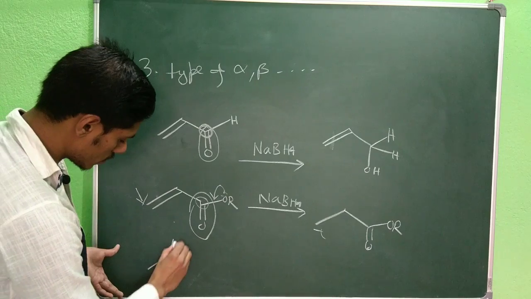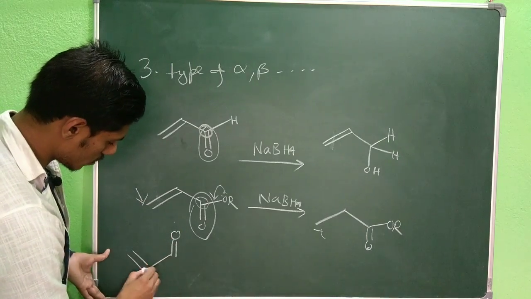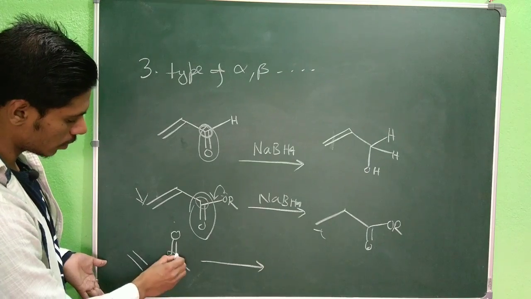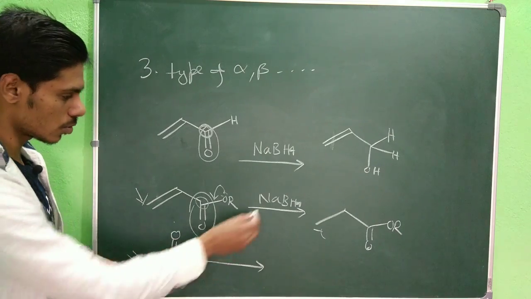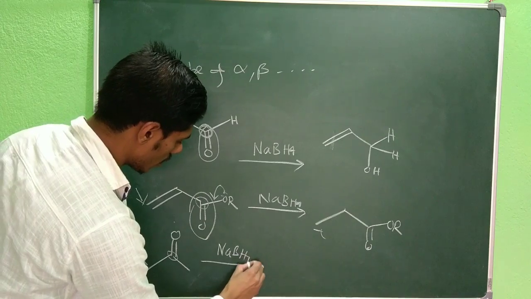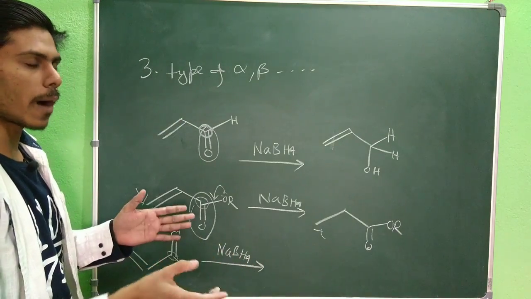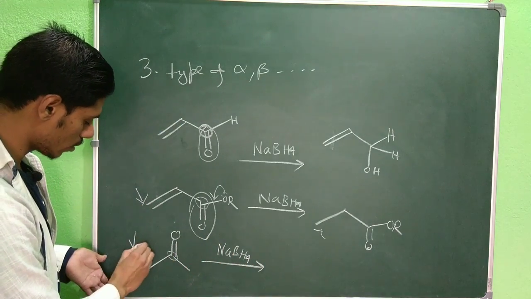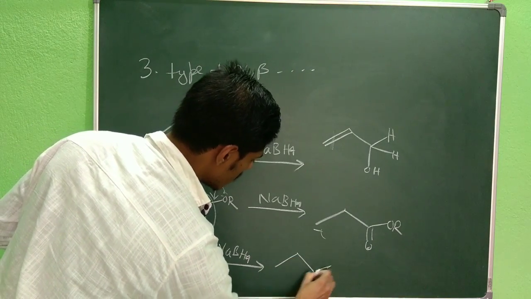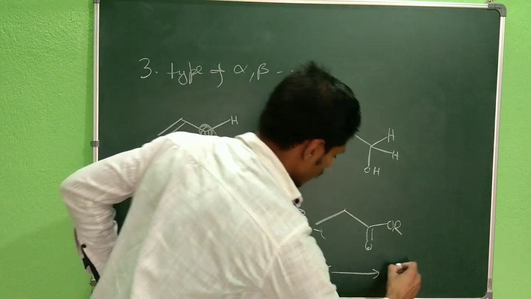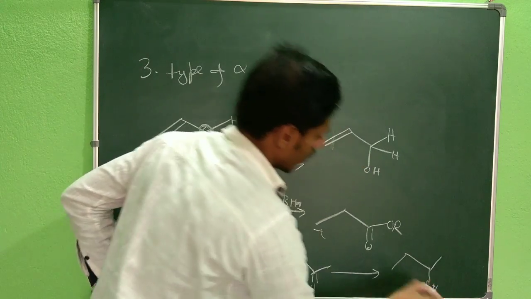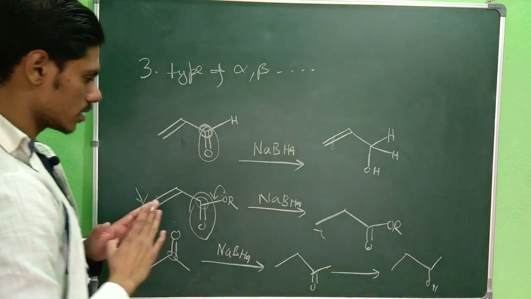But if you use some ketone, in case of ketone also, this carbonyl group is not that much electrophilic, so your sodium borohydride will have a higher tendency to attack this 4 position, and you will end up getting this first, which will be further reduced to give you this alcohol, right? So this is the case.